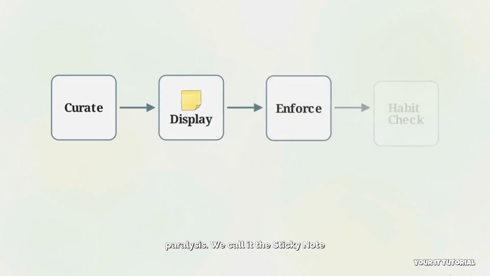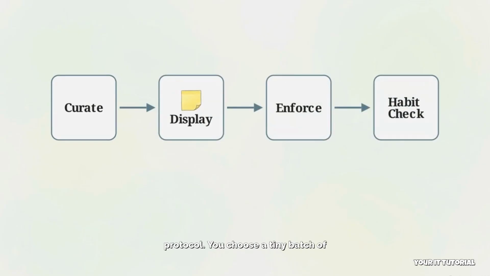This flowchart maps out a practical system to avoid cheat sheet paralysis. We call it the sticky note protocol. You choose a tiny batch of shortcuts, write them down, force yourself to use them for a week, and only move on once they become subconscious.